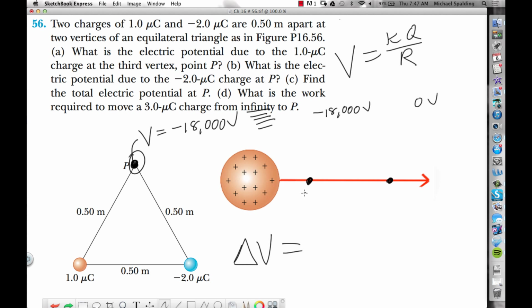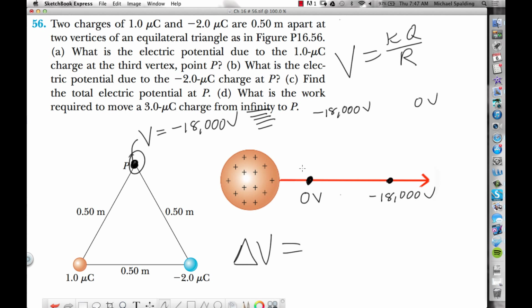So this point here has to be 0 volts. This point is negative 18,000, right? That's how you would set it up. Does that make sense? Why is this one 0? Because what's bigger, 0 or negative 18,000? 0. As you go up the field, volts gets bigger, okay? So these are the 2 points. What's the delta V between them?